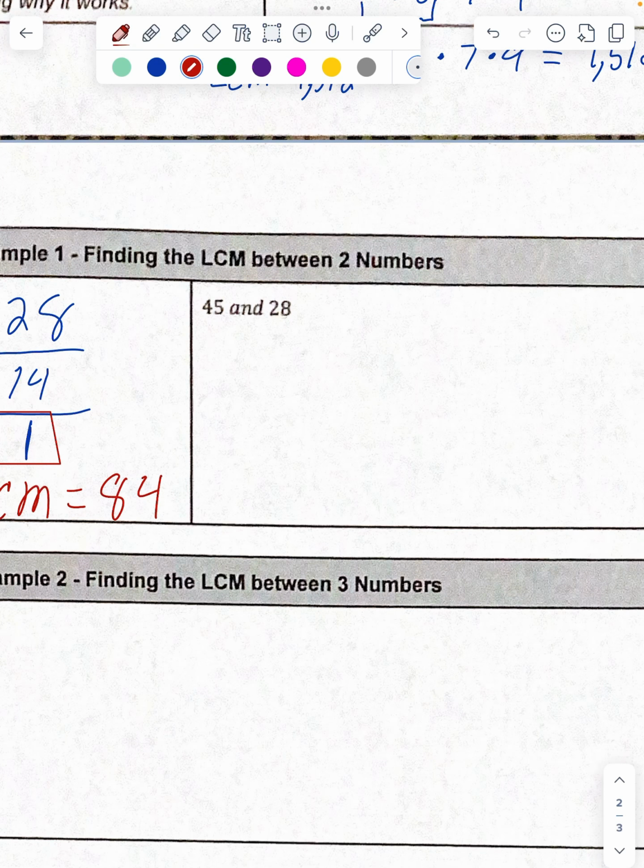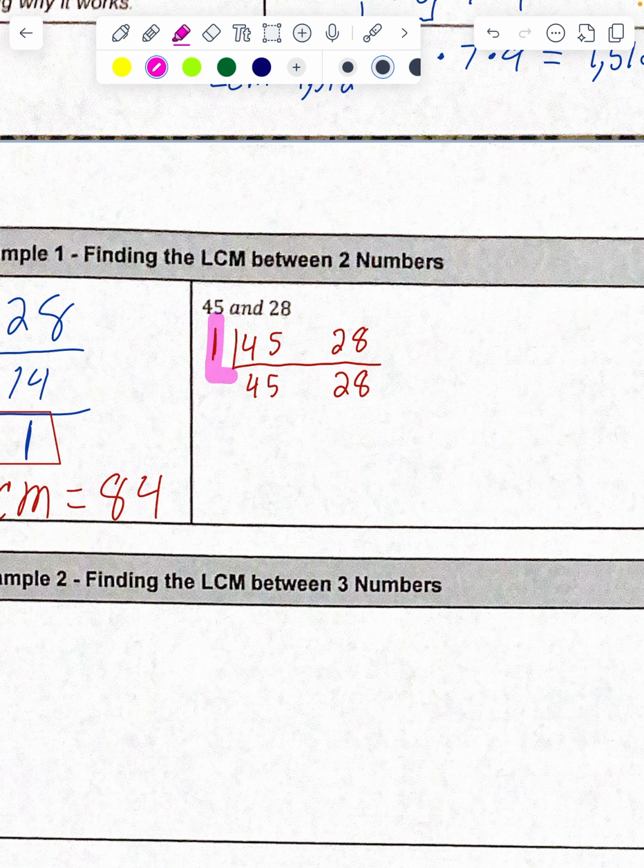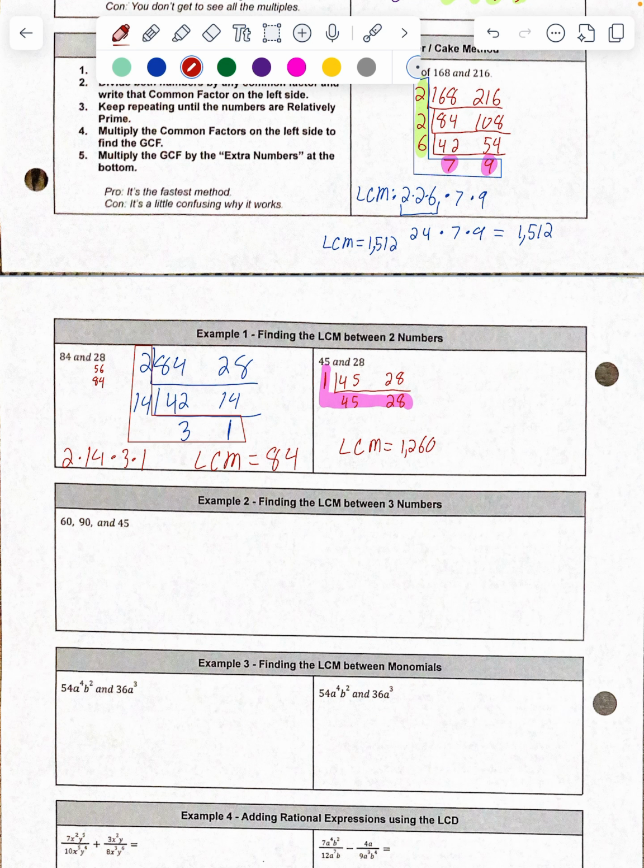So 45 and 28. 45 and 28 is a word that we call relatively prime. We learned that already. They do not share any common factors besides the number 1. So if that's the case, we can't reduce it at all. So all we end up doing is we end up multiplying. We take the 1 times the 45 times the 28. And when we multiply this, the LCM is going to equal 1,260. Again, I saved you the work. If you did 45 times 28, you would have got the same exact thing.